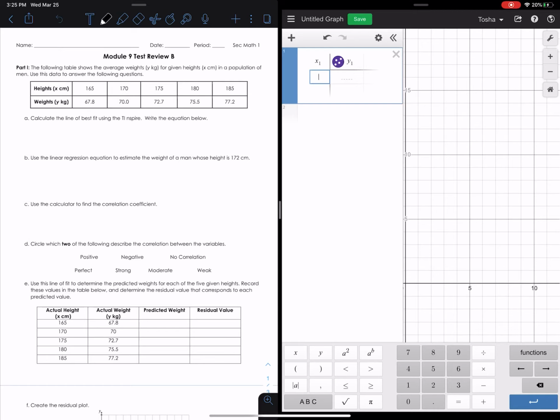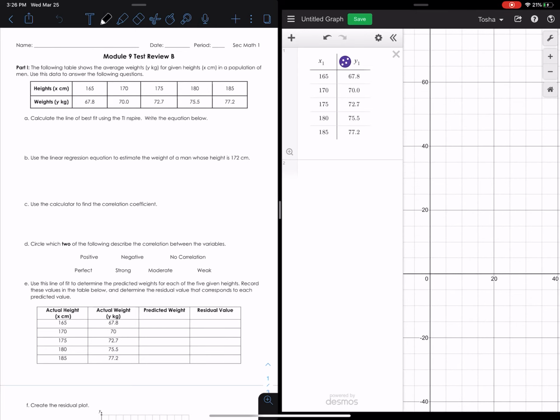So the first thing says the following table shows the average weights for given heights in a population of men. The heights are in centimeters, the weights are in kilograms, and it says use this data to answer the following questions. So I'm going to type these in. We have 165, 170, 175, 180, and 185. Then for the weights, we have 67.8, 70.0, 72.7, 75.5, and 77.2.